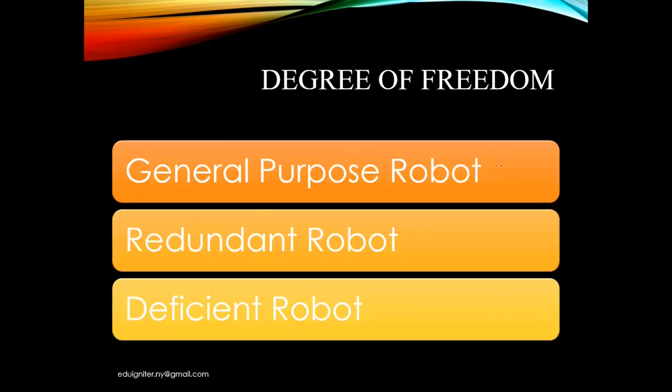On the basis of this, the general purpose robot has 6 degrees of freedom. A redundant robot has degrees of freedom greater than 6, and a deficient robot has degrees of freedom less than 6.